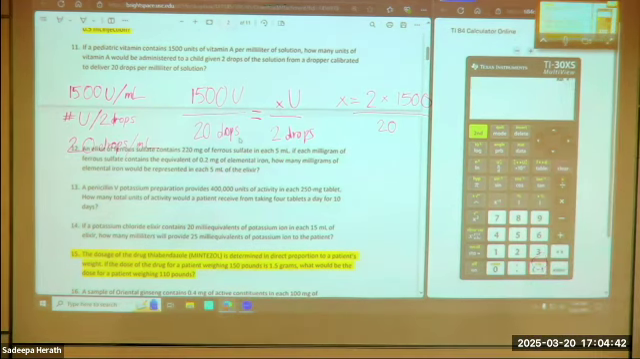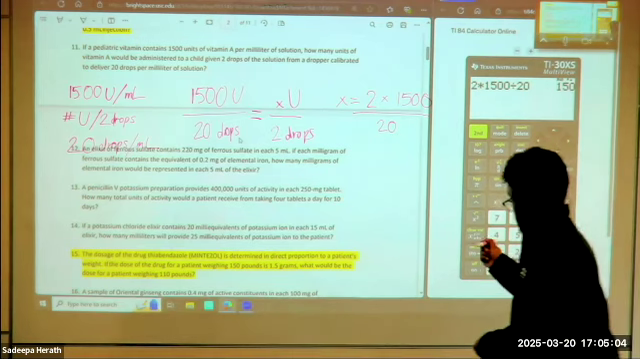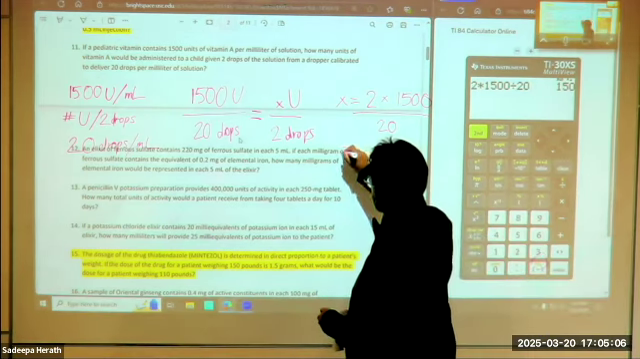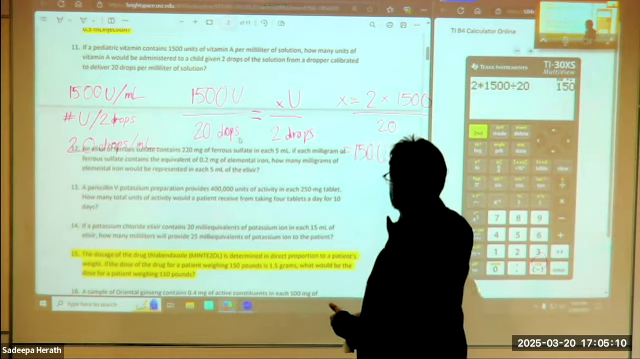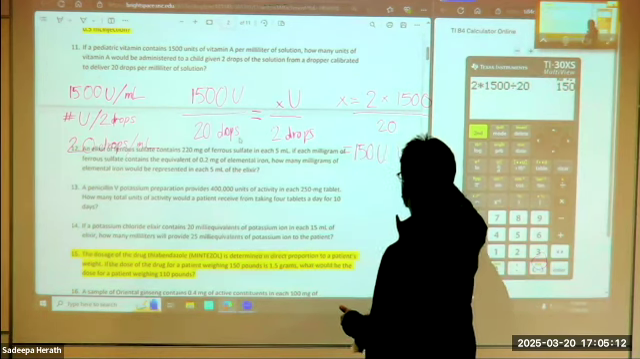Put that in our trusty calculator. 2 times 1500 divided by 20. PEMDAS, right? You could put these all together. It's not going to be a problem. 150. Is that the answer? Let's see. Yes, it is. 150 units of vitamin A.